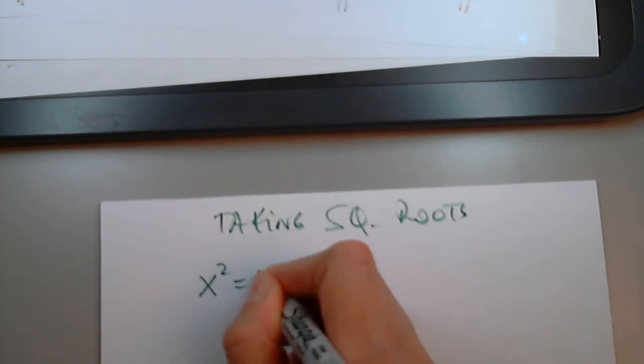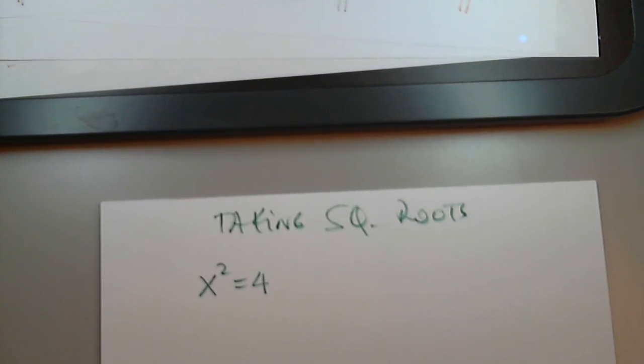So here's a quadratic equation. Can anyone tell us what is the degree of this polynomial? 2. The degree is 2. How many solutions do you expect to get? Exactly 2.